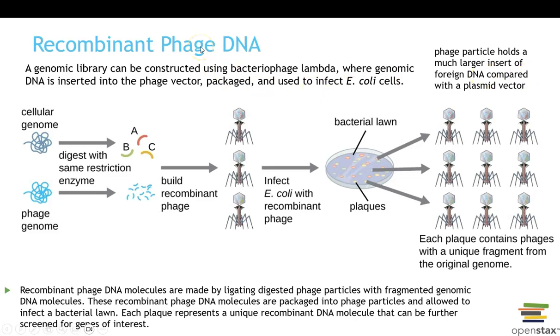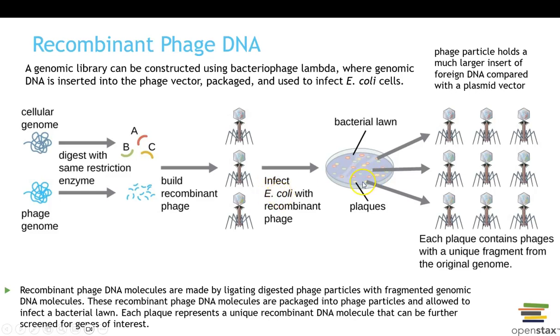So what they're gonna do is pretty much the same. They're gonna digest the cellular genomic DNA with the restriction enzyme, and then they use the same restriction enzyme to cut the phage genome. Then they're gonna build the recombinant phages. Then these phages can infect bacteria such as E. coli. So while they infect it, they can move this recombinant phage DNA into the bacteria.